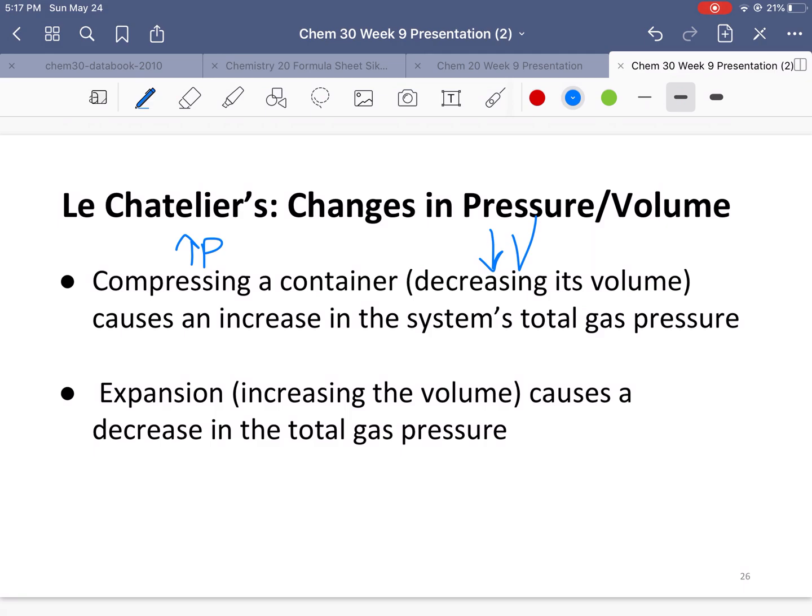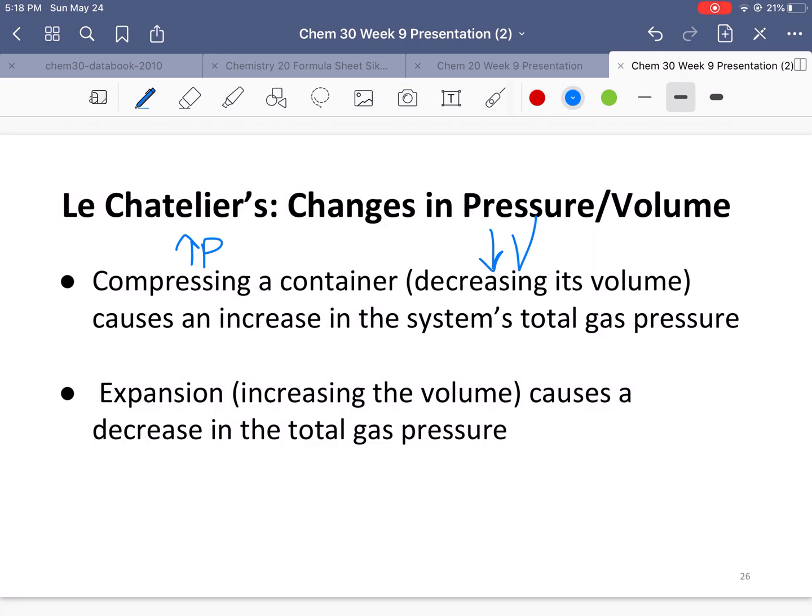Same thing would apply for, say, an oxygen tank when you're going scuba diving. Those tanks are under incredible pressure. Why? So that you can push a whole bunch of oxygen gas into a smaller amount of volume. Increased pressure, decreased volume. Anyway, ultimately then, you compress something, you decrease the volume.